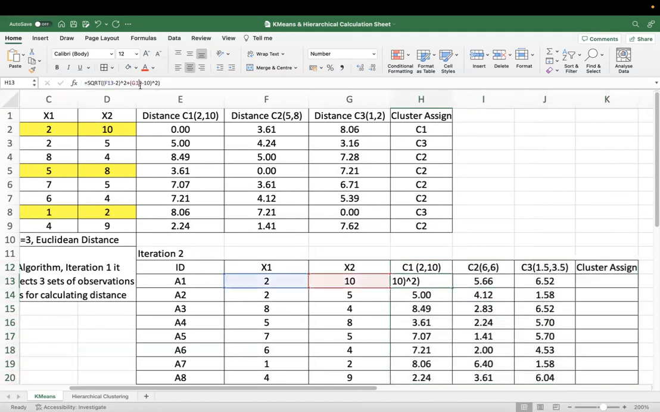So for cluster 1, we are subtracting 2 and 10, 2 comma 10. Observation minus 2 plus observation minus 10.